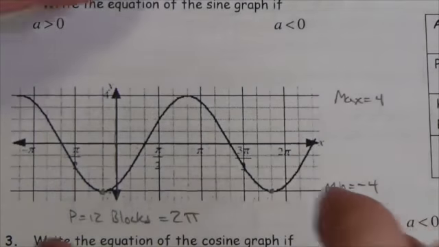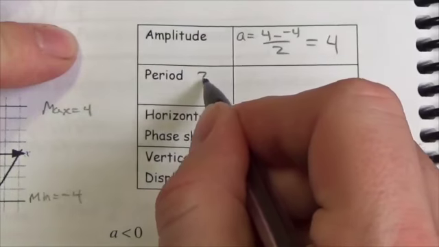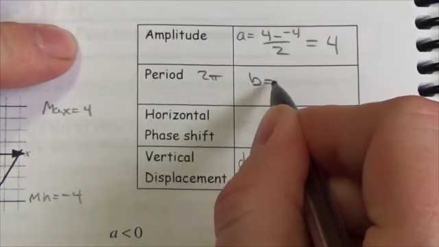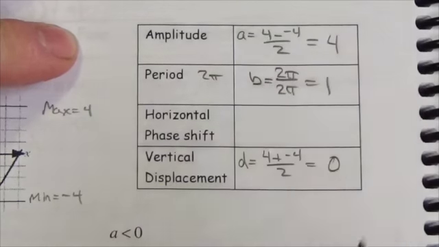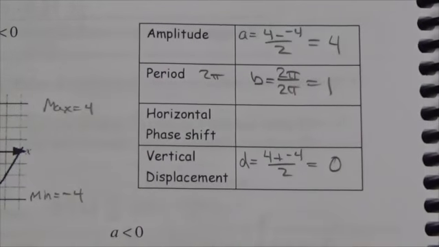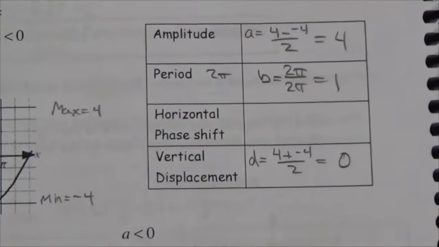Okay, so there hasn't been a horizontal stretch here. So in other words, my period here was 2 pi, which means my b value is going to be 2 pi over the period, which will be 2 pi over 2 pi, or just 1. So nothing happened there. Okay, this is the tough one, horizontal phase shift. And here we go.